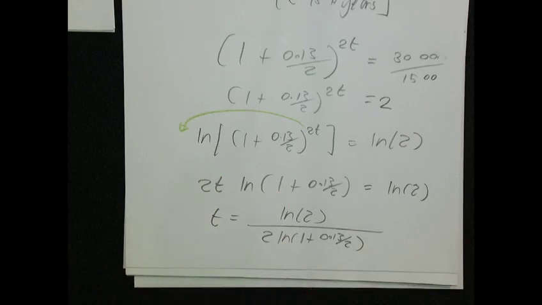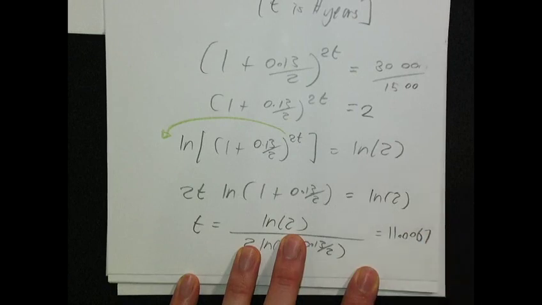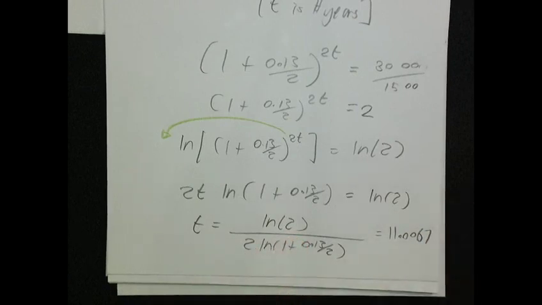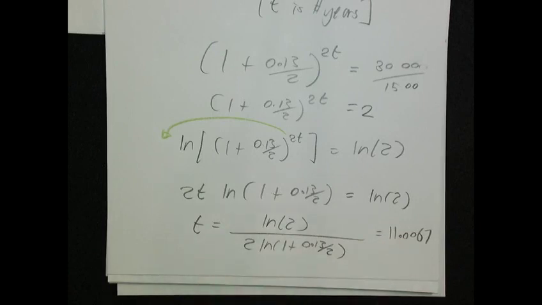Let's see. So we have ln 2 divided by ln 1 plus 0.13 over 2. So that's what I get out of my computer. So technically, I'm going to have to do it for 11 years and another 6 month period if I want to get properly over the 3,000 mark, because this is saying it's going to take me just over 11 years. So I'm going to have 11 years and one more period before I can actually be strictly over the 3,000 mark. So it depends on what they're, 11 years and one more compound.